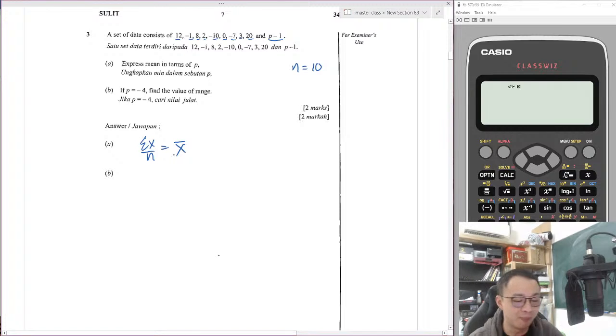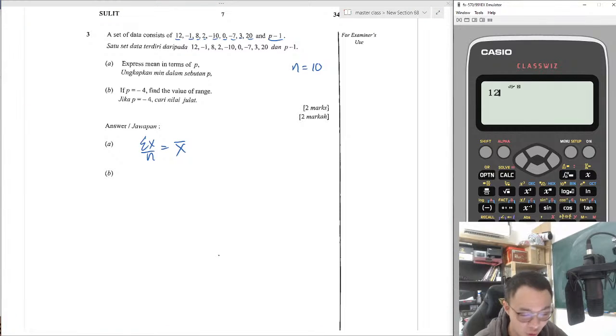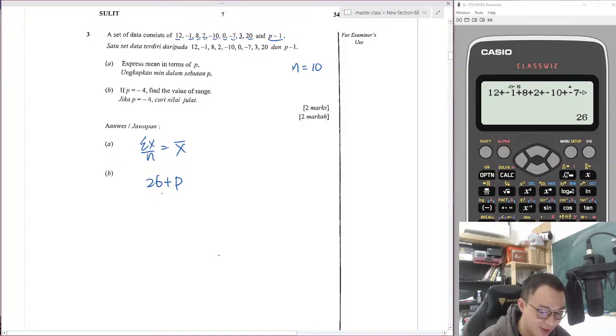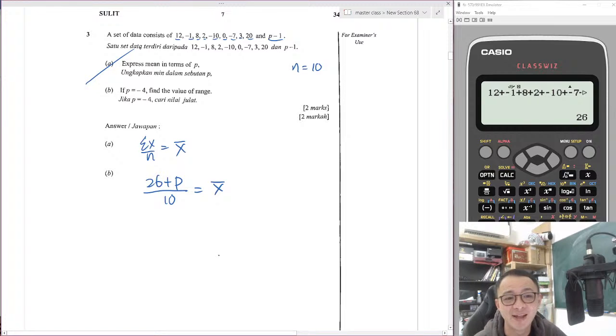So basically, you need to add all the numbers you can. Of course, the p you cannot add, but the rest should be fine. So I will write 12 plus -1, plus 8, plus 2, plus -10, plus 0, no need, plus -7, and then plus 3, plus 20, and then plus -1. So I should get all the numbers added together. I will have (26 + p) over 10 equals the mean here. Yeah, done. We cannot go further, so we are done with part A here.